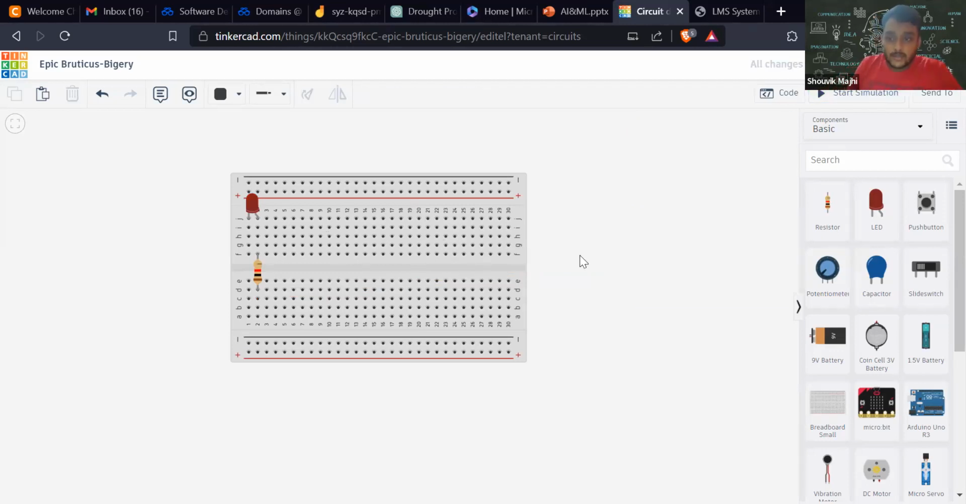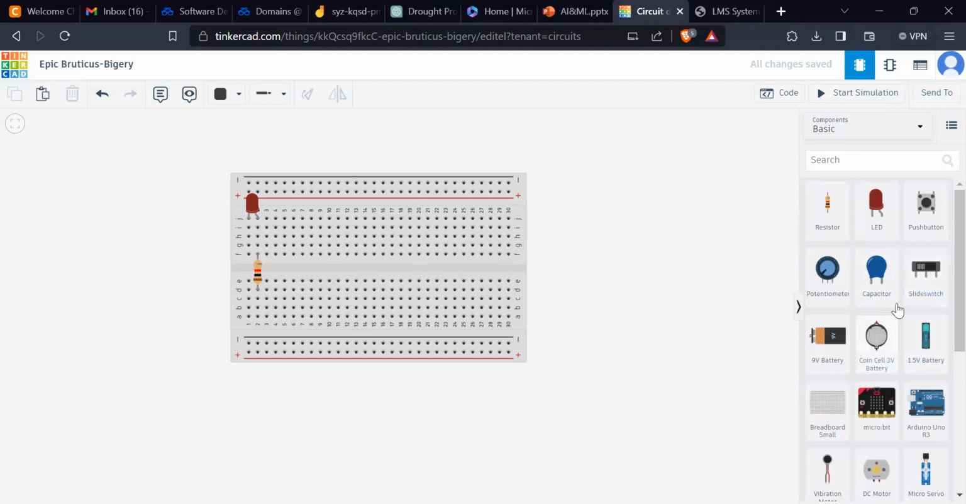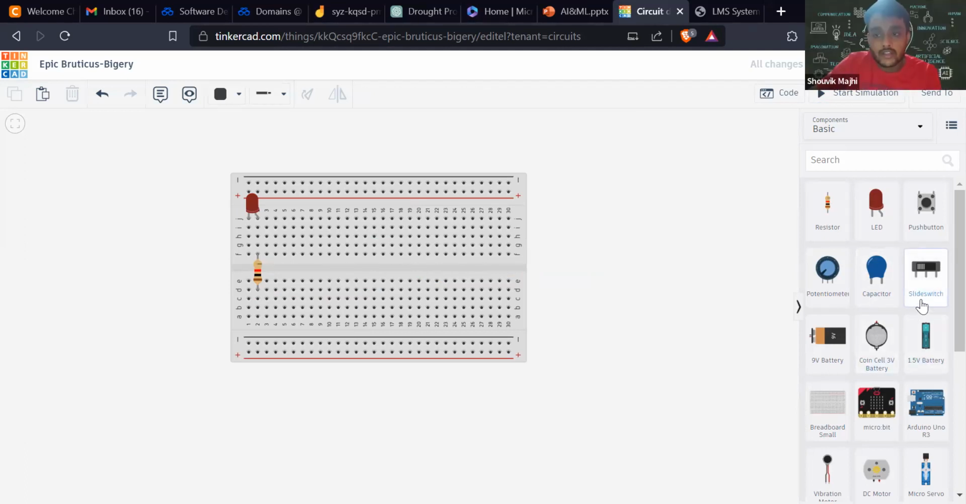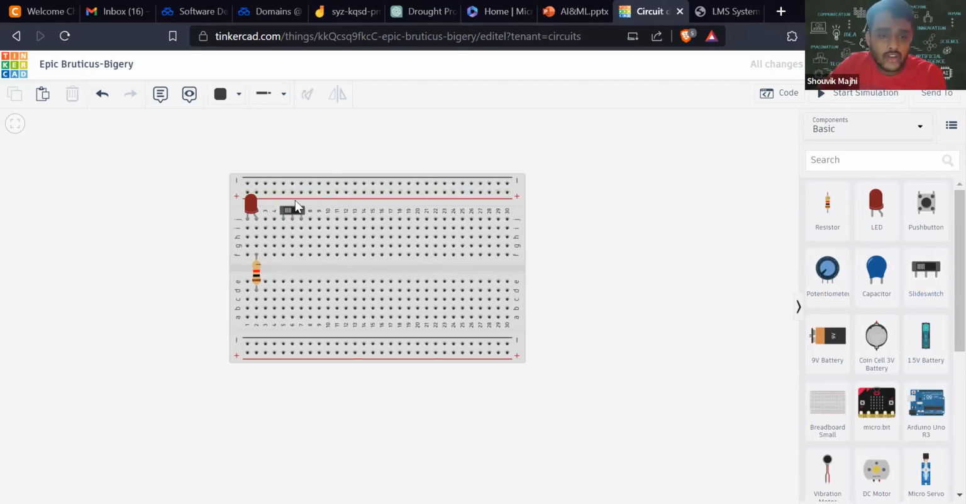Let us now explore this circuit with a very common example, or you can say with a very common component called a switch. We have a component called a slide switch over here. Let us drag it to our breadboard. Okay, so it has a slide switch. One is terminal one, the other is common, and the next is terminal two. Let us forget about terminal 2 for this time. We'll be working with terminal 1 and the common.